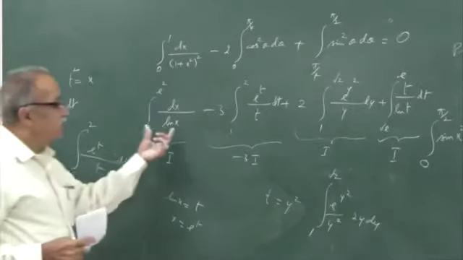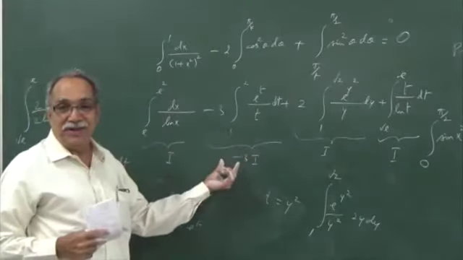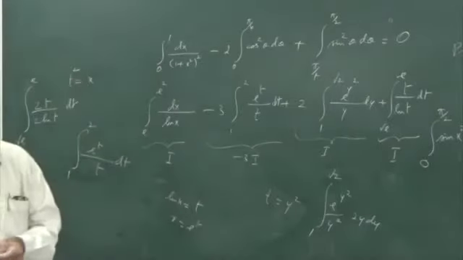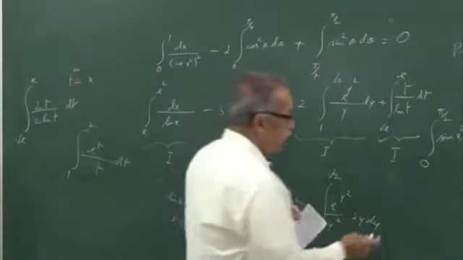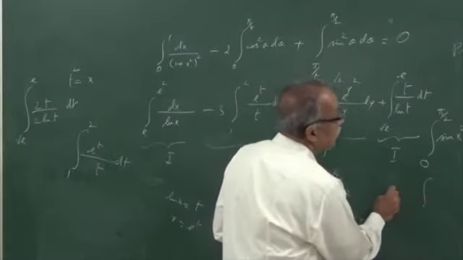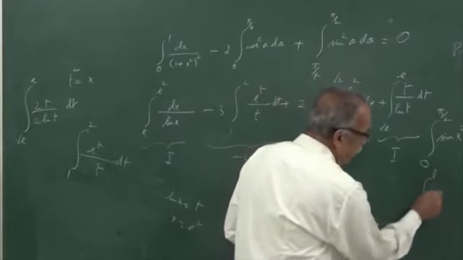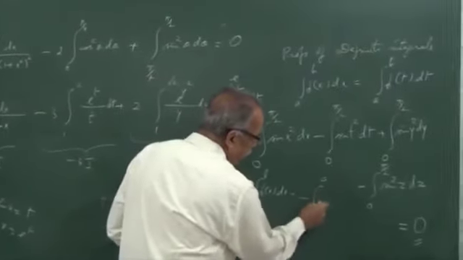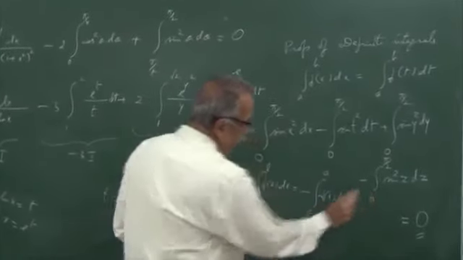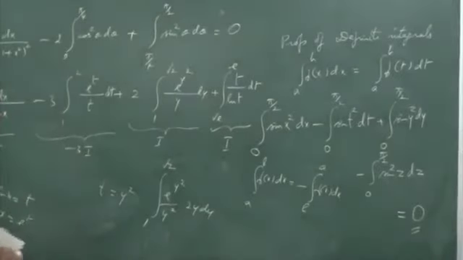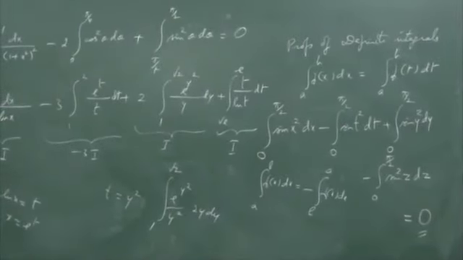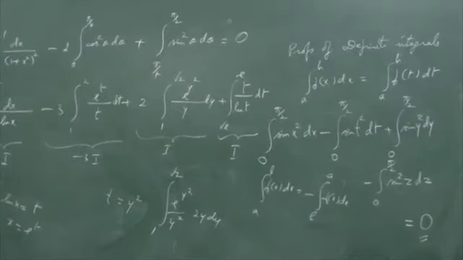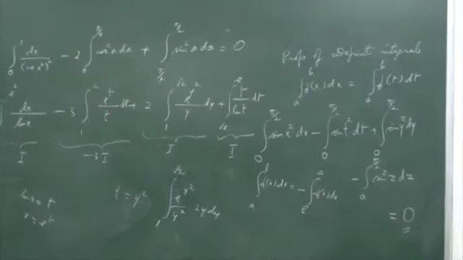None of the integrations are individually performable, but the whole expression you can evaluate. Next property we have already noticed: integral a to b f of x dx is equal to minus integral b to a f of x dx. This also is one of the very important properties. We will be using this several times later in our applications. So, no separate illustration I will be giving now. Next property.